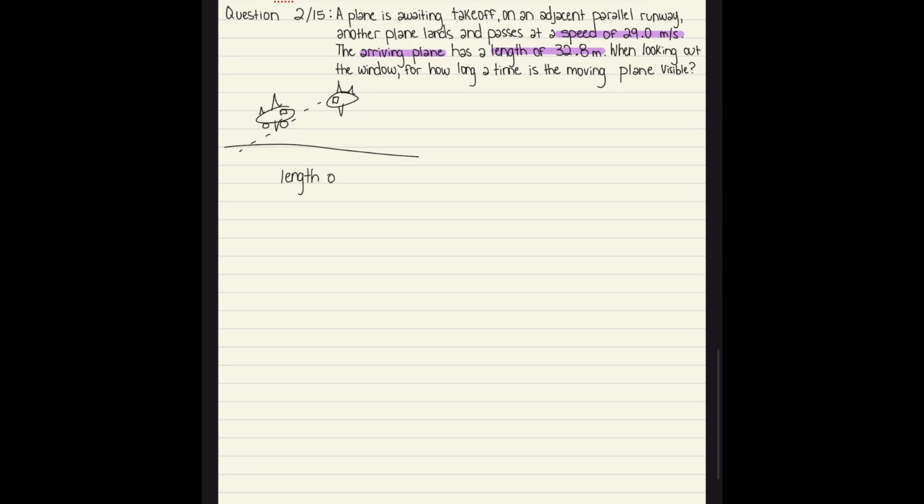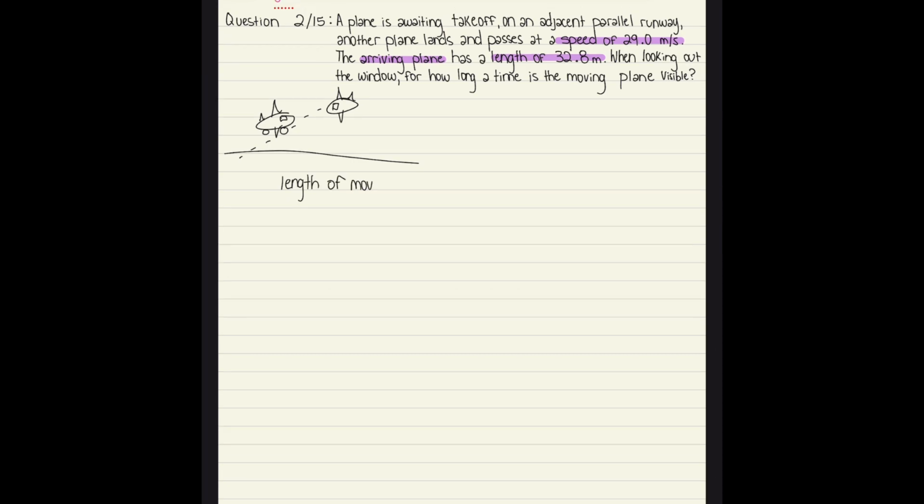So, again, what we were given was the length of the moving plane, which we will use as our distance, and that is going to be 32.8 meters. We will use the speed of the moving plane as our velocity, and that is going to be 29.0 meters per second. So then we will use the formula time equals distance over velocity to get a total of seconds that we know the plane is visible for.